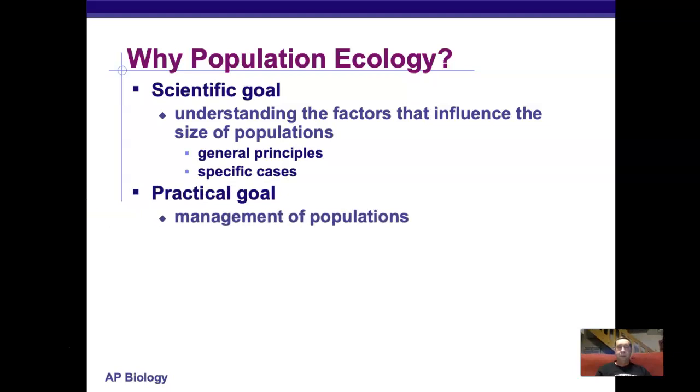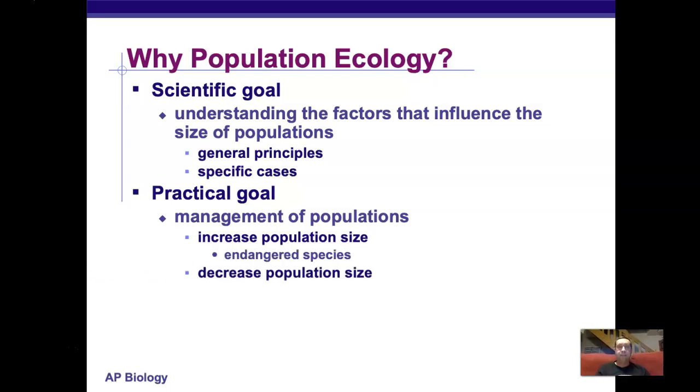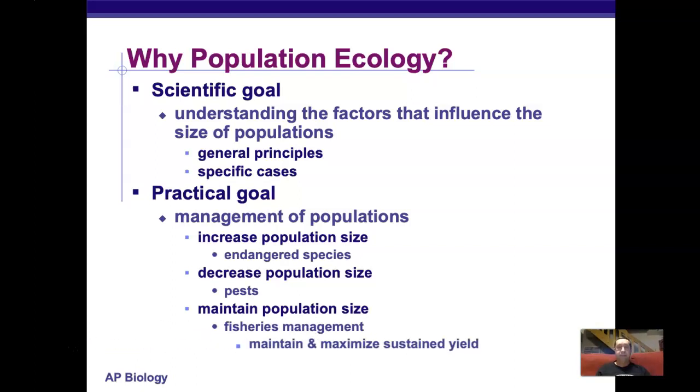The practical goals are management of populations. How do we increase population size for those populations that are very small, for those endangered species and things like that? How do we decrease population size for those that are out of control, like pests, like non-native species, things like that? And how do we maintain population size for those healthy populations, managing fisheries and things like that?